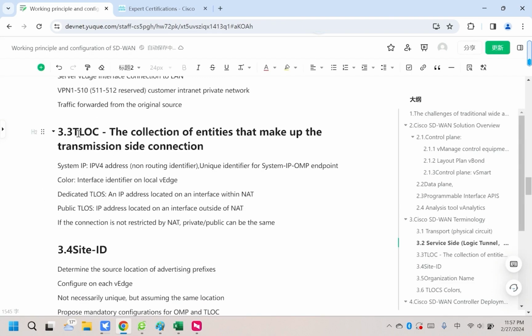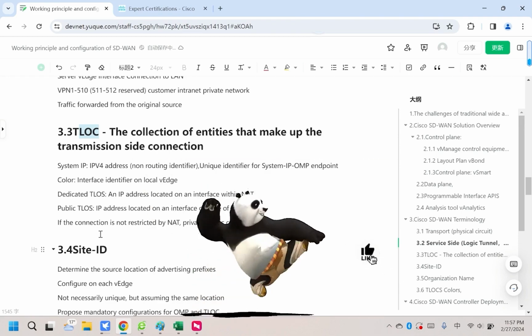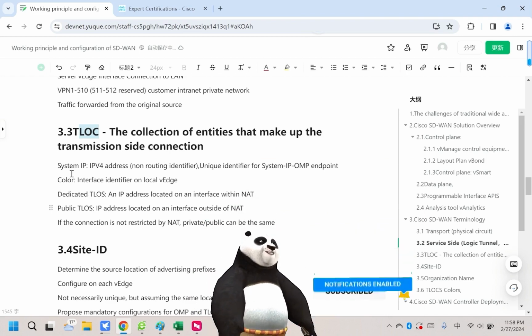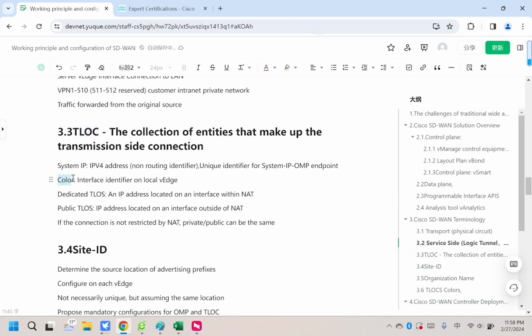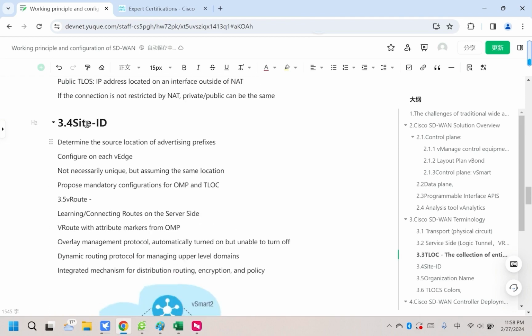T-lock is the location of our transport. We know it points to our physical next hop. This next hop can be easily marked with different colors for easy identification. For our policy, we can reference this color, for example, red, blue, yellow, to mark our lines. Site ID is a string of numbers. VRoute is the route reflected by OMP.